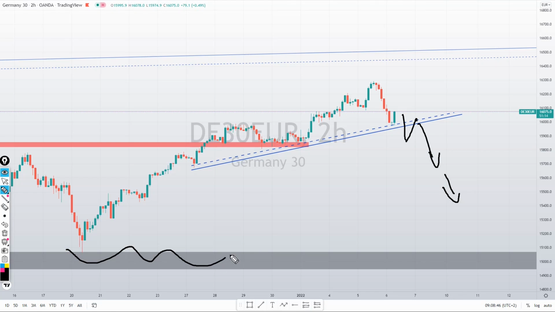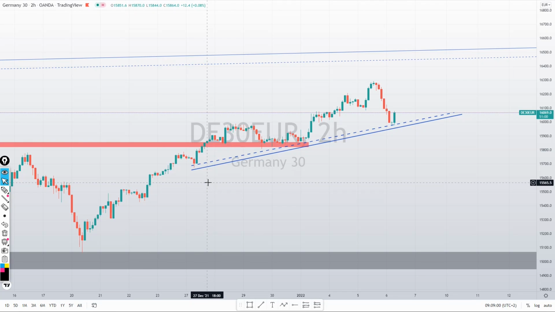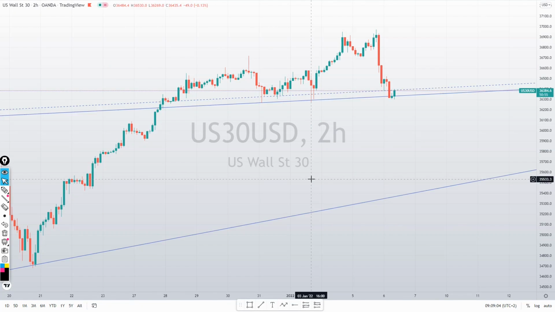But we have a support area around 15,000. Around 15,000, we have that support there. It's very far, but it's possible. Did you see what happened on NASDAQ? NASDAQ did that yesterday. Even today, still selling off. So let's move to the next one, sorry.